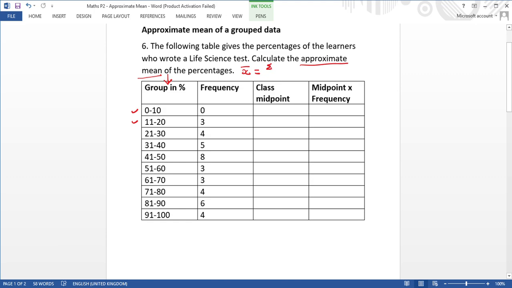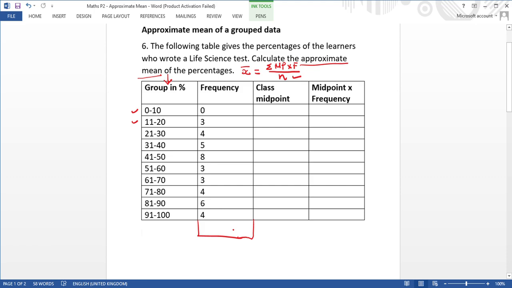It's going to be the sum of the midpoint multiplied by frequency, divided by the sample size, which is n. Let's start with the low-hanging fruit. We've discussed before that when you are given frequency, you can calculate n. It's the summation of all your frequencies, so we sum the frequency column to get n.